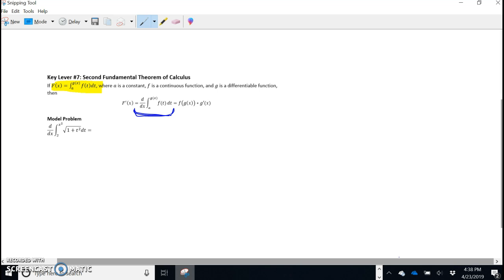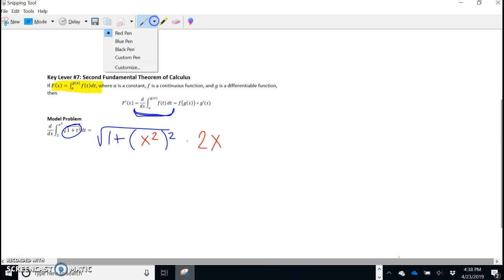So when I look at our model problem, I'm asked to take the derivative of the integral from 2 to x squared of this function, square root of 1 plus t squared. That fits the mold perfectly. The derivative and the integral are right next to each other. We have a constant on the bottom, a function on top, and a function of t inside. So the theorem states take f, which is what's inside our integral, and evaluate f, not at t like we see, but instead evaluate f at the function on your integral g of x, which for us is x squared, and then multiply by the derivative of that function that we composed to get a 2x. That's all there is to it.